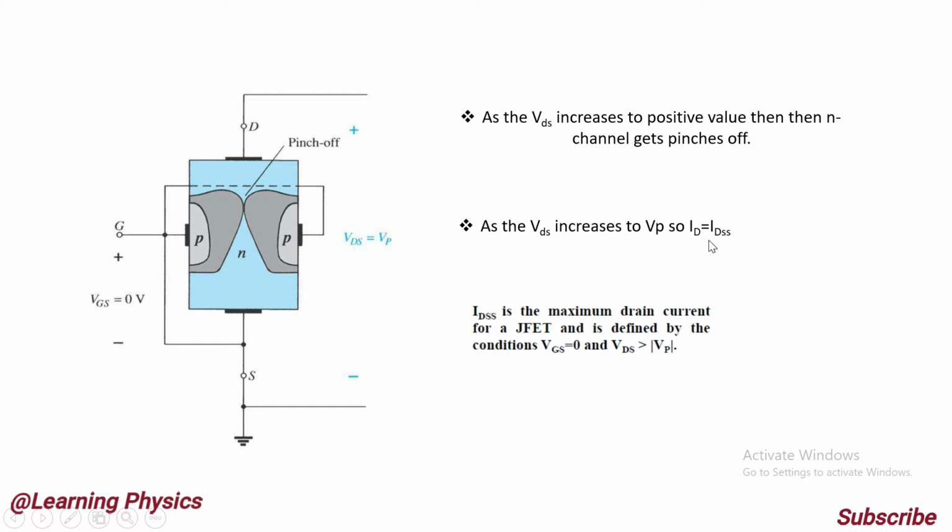equal to IDSS. IDSS is basically the maximum drain current for a JFET, and it is defined by the condition when VGS is equal to zero. Then if we increase the drain-to-source voltage beyond the pinch-off voltage, the device goes to the saturation region and works as a constant current source.